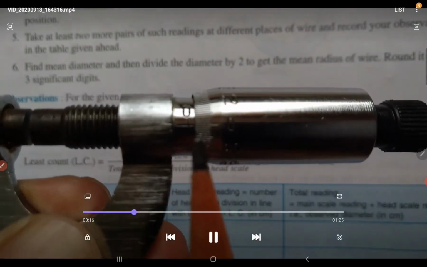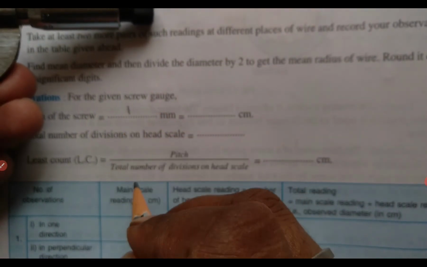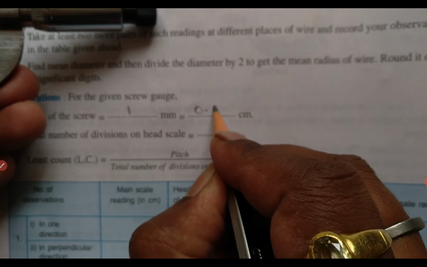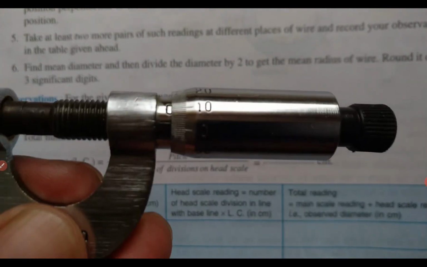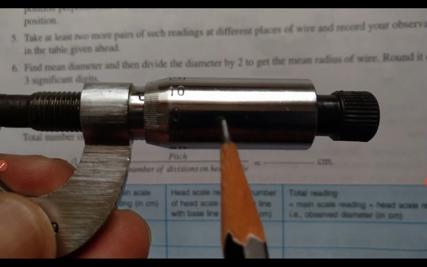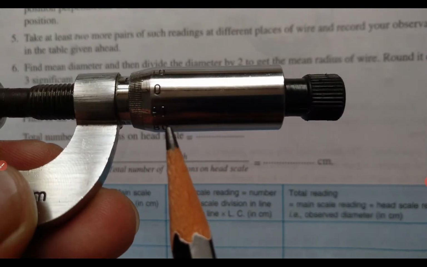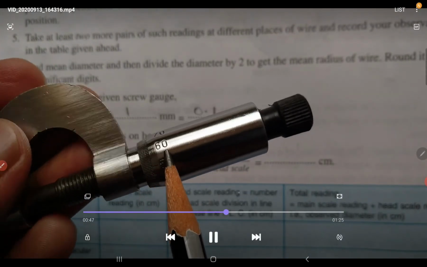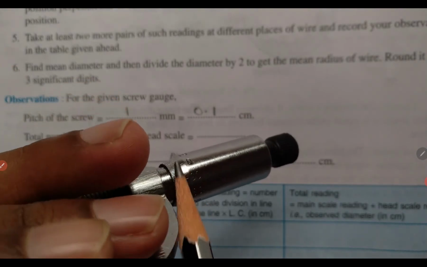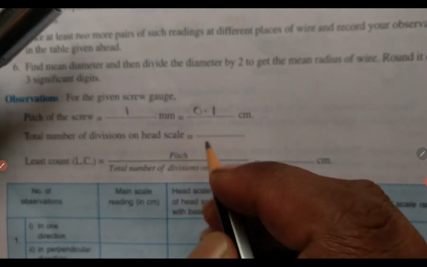Here I am noting the distance moved by the circular scale, which is 1 millimeter, and converting it I am writing it as 0.1 centimeter. Now, the next thing I am supposed to find is the total number of divisions on the head scale. Let us see how many there are. I am starting with 0, then 10, then 20, 30, and it keeps on going, 60, 70, 80, 90, till 90 and again to 0. So, in total we have 100 divisions.